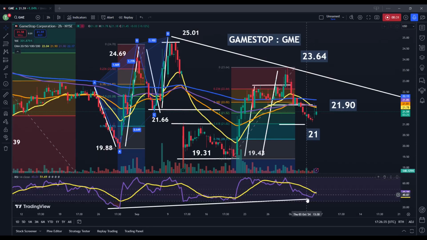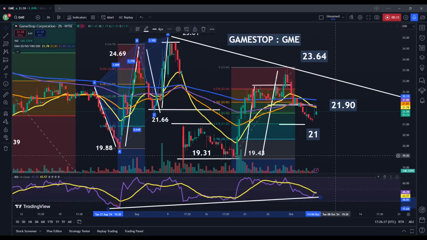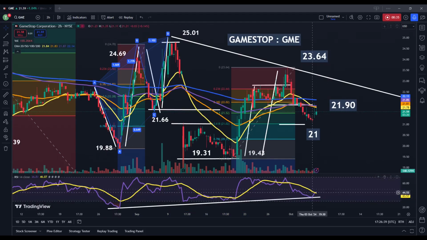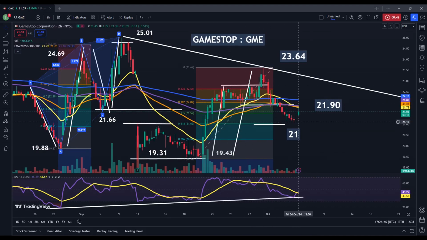So here we have the 2-hour price chart. It's a little bit of an unconventional price chart, but there are some signals here that I wanted to show on this time frame. It should be kept in mind that each candle on this time frame represents a 2-hour trading period.